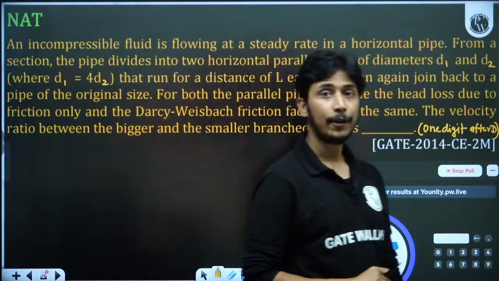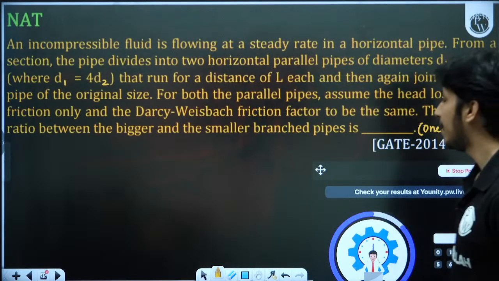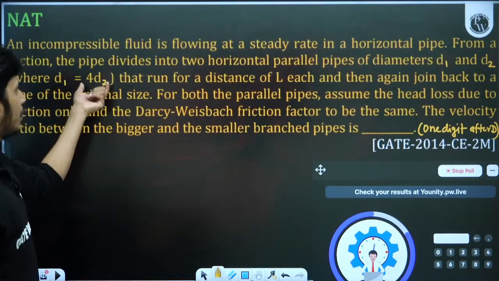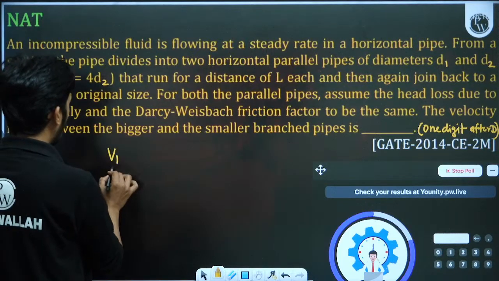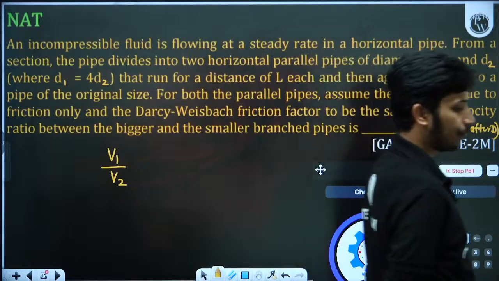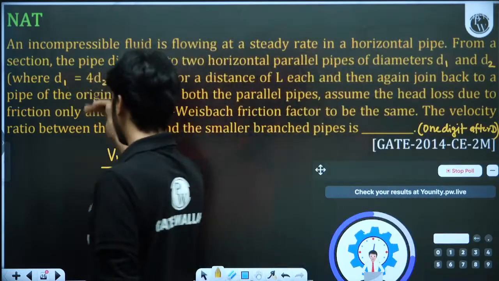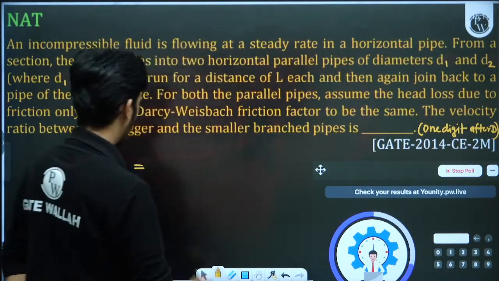One student is saying 2. Okay, let's see. One student is saying 0.5. Let's see. The velocity ratio between the bigger and the smaller branch pipe means velocity in the bigger pipe, pipe 1, which has more diameter, V1 divided by velocity in the smaller pipe 2. They are asking V1 by V2, bigger to smaller. 1 is bigger, 2 is smaller. How much is it?